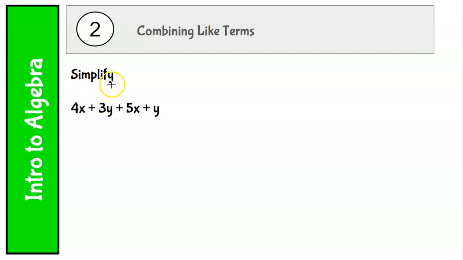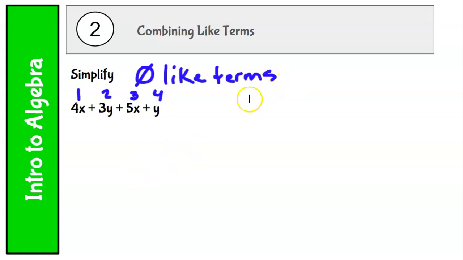It's asking us to simplify. So if you remember our definition before, we can't have any like terms and no parentheses, which is already not an issue here because we don't have any parentheses. So what is a like term? First of all, terms are separated by addition symbols. So we have 1 term, 2 terms, 3 terms, 4 terms here. There are 4 terms in this problem.